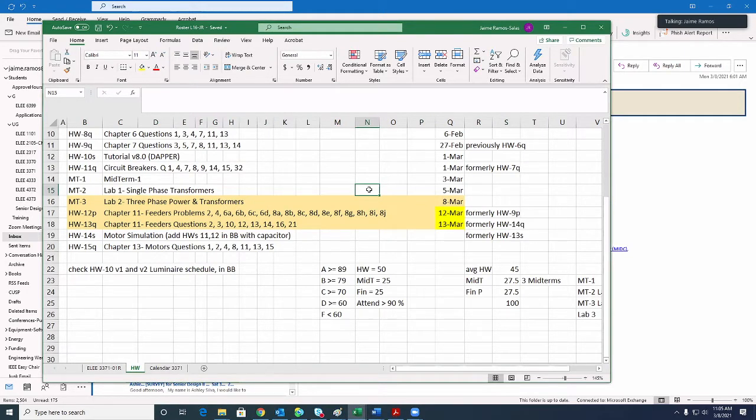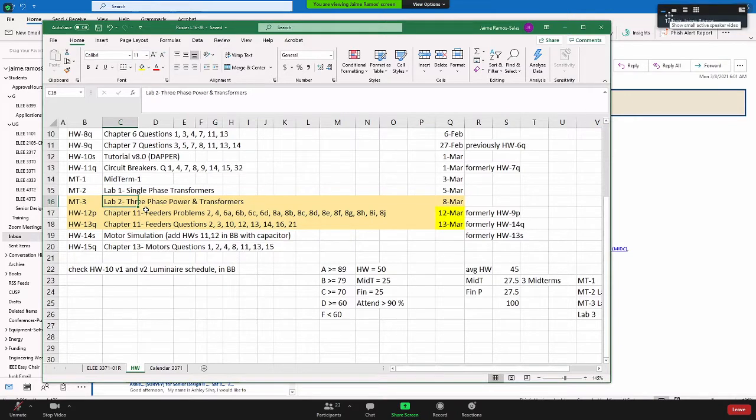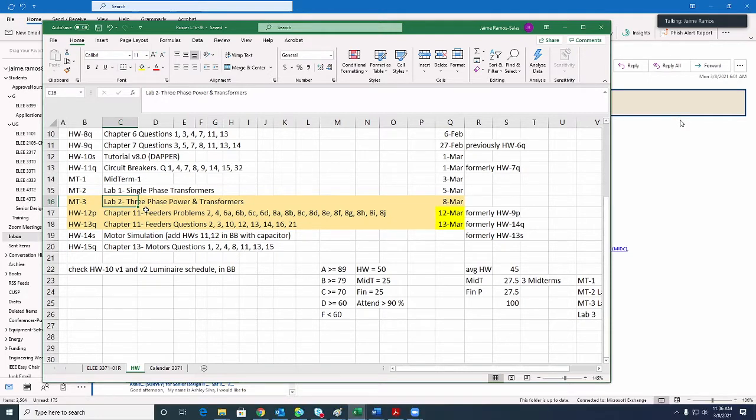Yes, with the homework. The lab about three-phase transformers is due today, March 8th. I have already uploaded homework 12 problems and homework 13 questions, and those are about chapter 11, feeders. So then we have 3, 6, 8. I think there is one more question here.